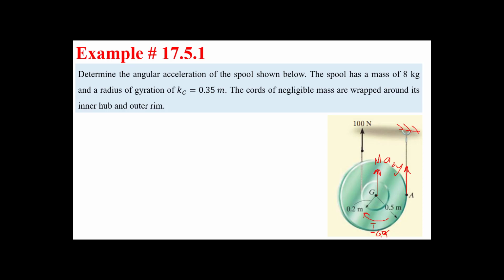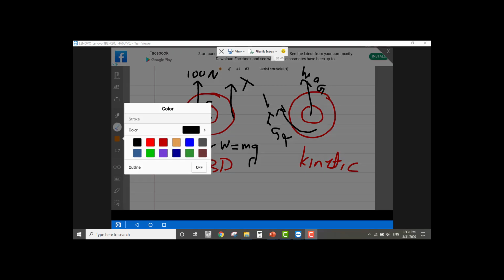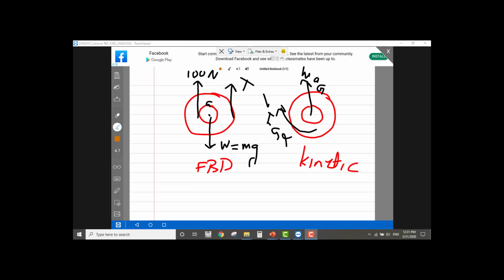Okay, so this is m a_G and we have rotation I_G alpha. Remember, we already found I_G from the radius of gyration. Now let's start, or before starting, we also need to define the coordinate system. So always make sure that you set the positive direction based on the acceleration and the angular acceleration.